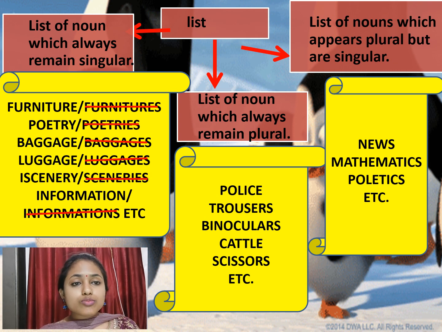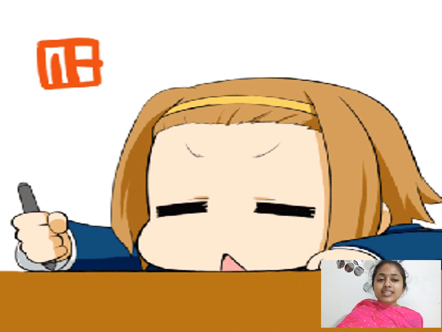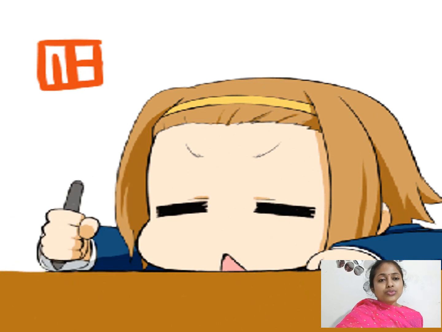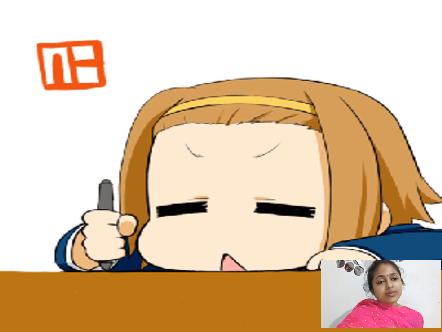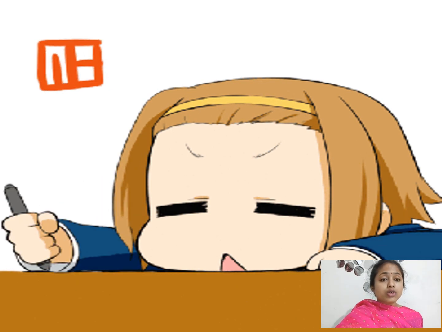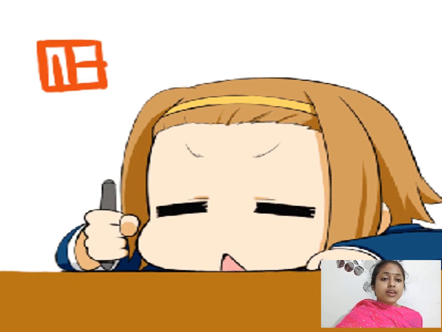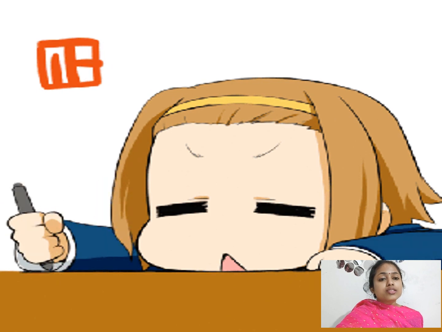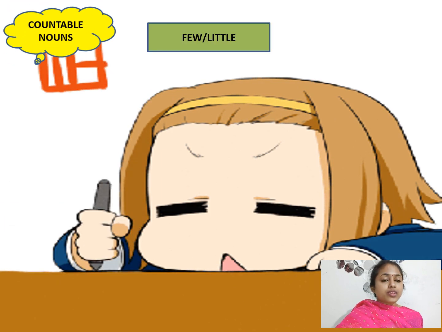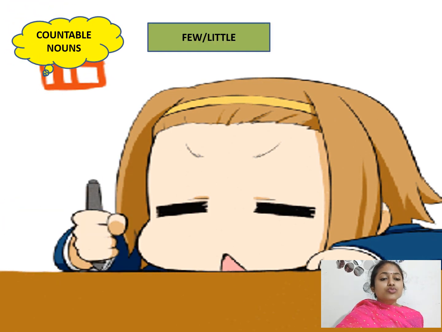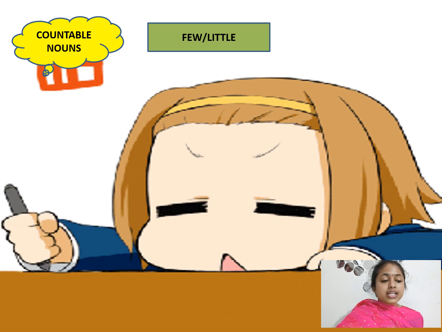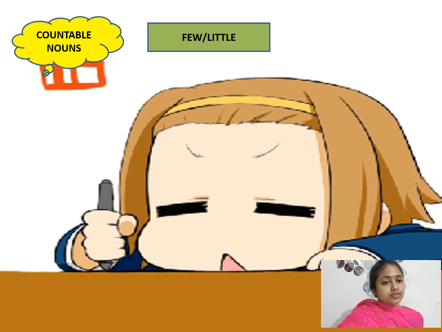Okay, now let's move to the next slide where we will learn the portion which I skipped. We are finally in that slide which I told you that I will discuss later. Remember the point number 2 of uncountable noun, which I left there, right? Now here you can see few and little written. Few we use for countable nouns and little for uncountable nouns.